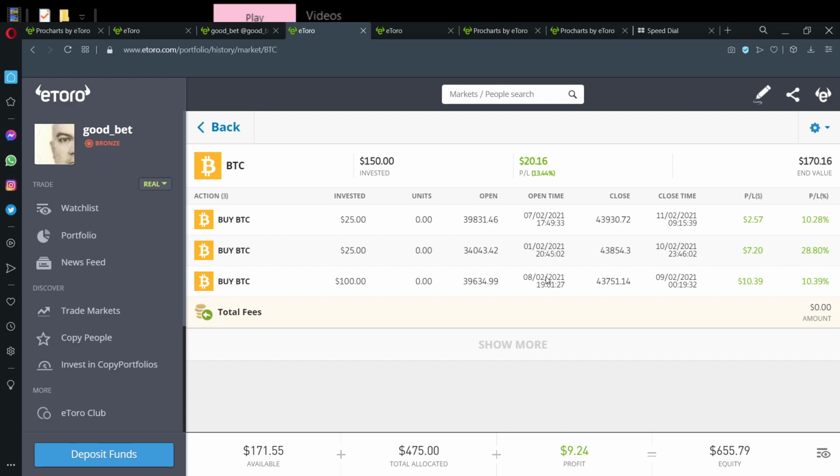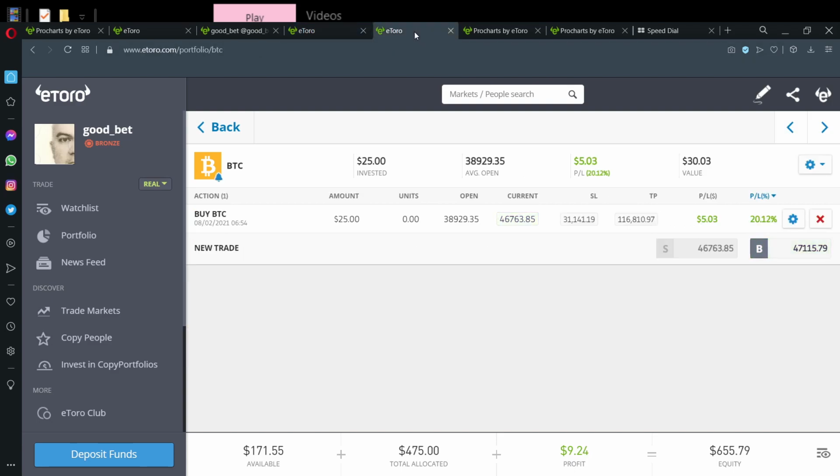The second trade was Feb 7 and closed on Feb 11 with a gain of 10.28% return on the money I invested. The third was Feb 8 and closed on Feb 9 with a gain of 10.39% return on the money I invested. The fourth trade was February 8. I'm still holding it currently. Now I have a roughly unrealized 20.12% gain return on the money I invested.